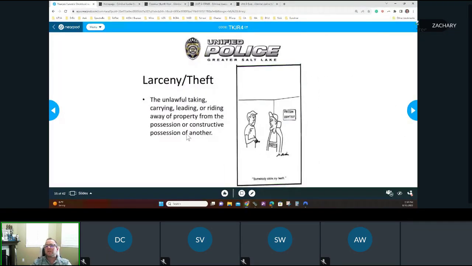Okay. The next one is larceny or theft. So this is the unlawful taking, carrying, leading, or riding away of property from the possession or constructive possession of another person. When we're thinking of this, we maybe think of white collar crimes. Does anybody know what white collar crimes are? You can put that in the chat or jump on the mic. What are white collar crimes?